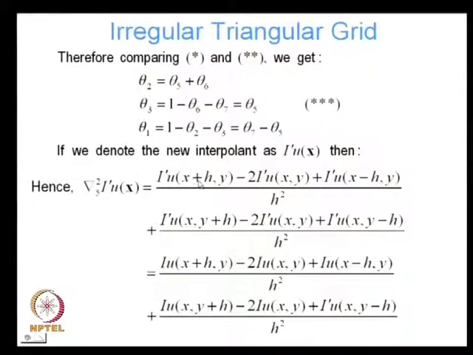So, this is I prime u x plus h y minus 2 I prime u x y plus I prime u x minus h y, that is in the x direction, and this is in the y direction, x y plus h, x y minus h, right. So, that remains the same. I prime u x h plus y is equal to I u x h plus y, that I already know, right. I prime u x y is equal to I u x y, and I prime u x minus h y remains the same.